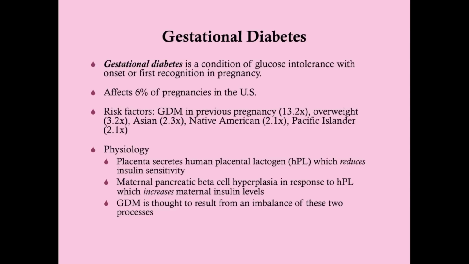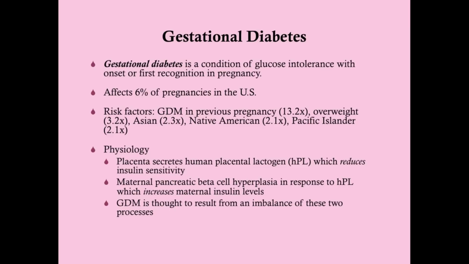And then pretty much anybody who's not white. So non-white people have an increased risk. Asians, 2.3 times more likely. Native Americans and Pacific Islanders, 2.1 times more likely. Hispanics and blacks are between 1 and 2 times more likely to develop gestational diabetes.